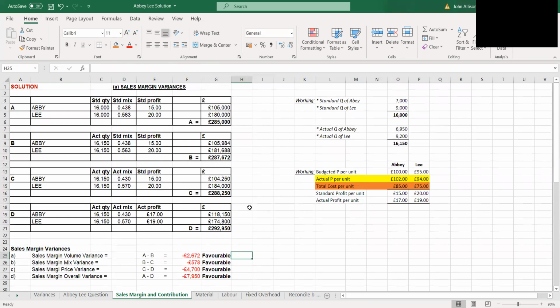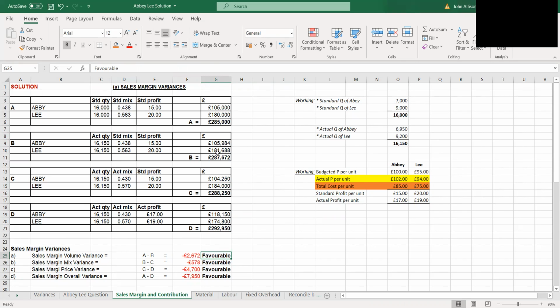But negative sales variances are going to be favourable because we anticipated selling £285,000 worth, where we actually sold £287,672 worth. So that's obviously £2,672 more than we thought. And if we're making more sales than we anticipated, that's favourable. You can see it's the volume variance, so the only difference in these numbers is the quantity. Instead of selling 16,000, we sold 16,150. So it's a favourable volume variance.